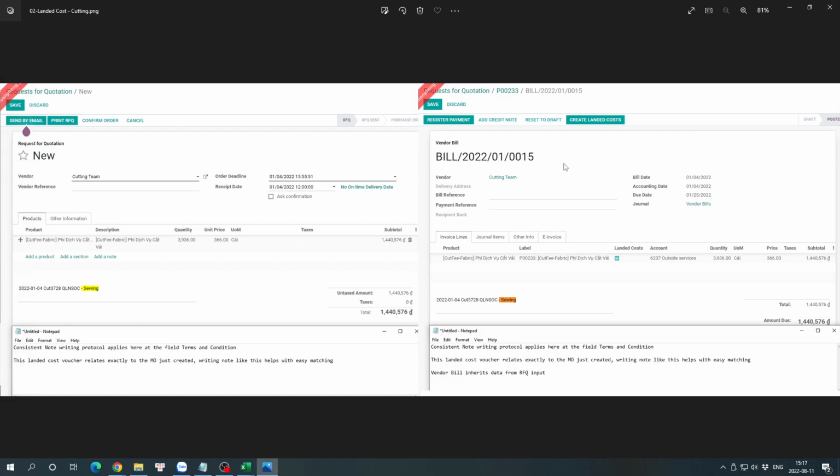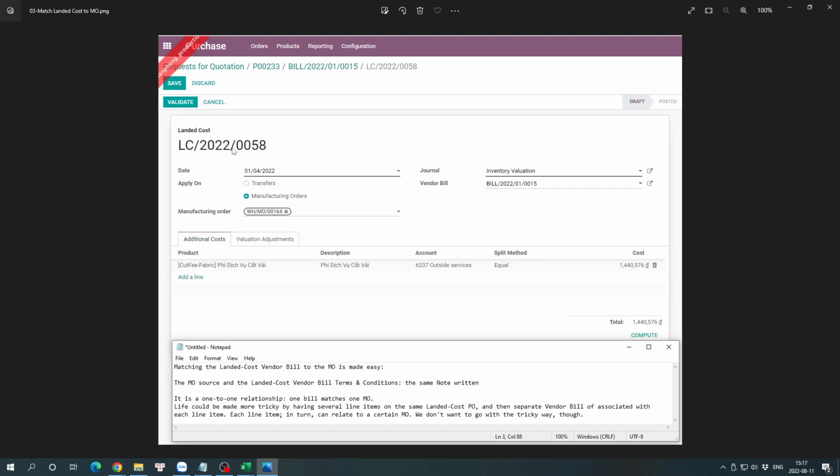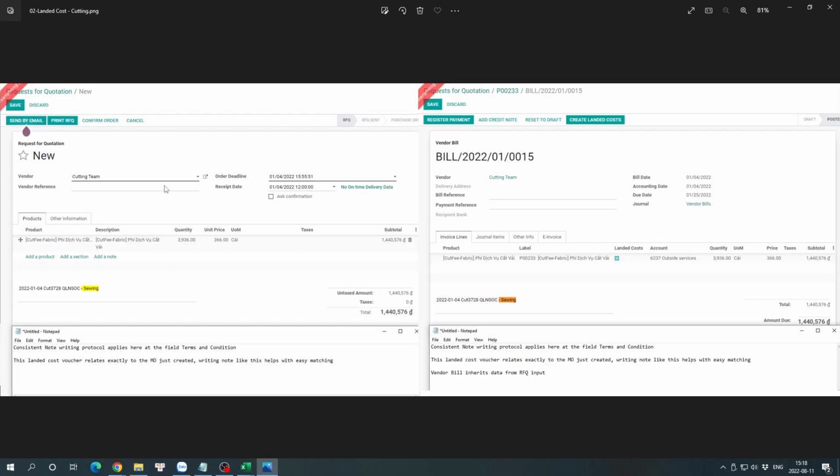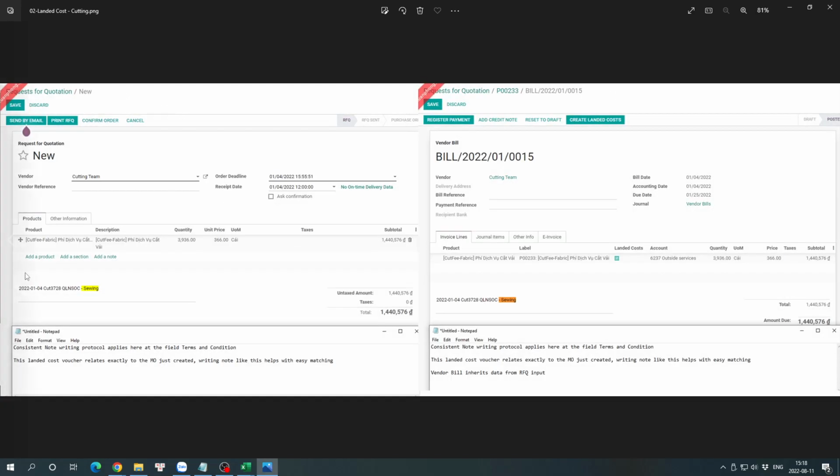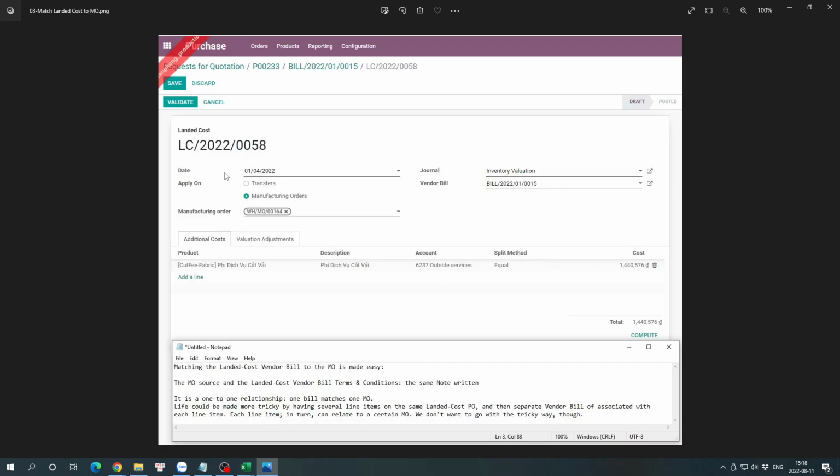Let's see what happens next. That is it. You want to match this vendor bill to this manufacturing order number 164, which is this one. So this is the request for quotation, and then you have the vendor bill, and then it's going to be matched to that one. And you can read my notes here.